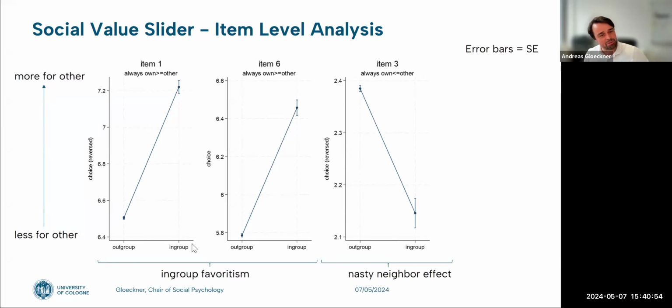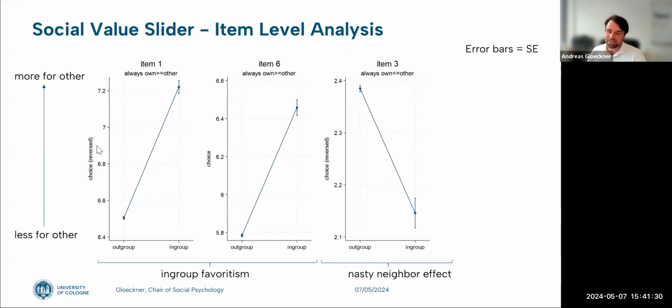So for the in-group, people select the option where the in-group gets more than the out-group in the sliders where they have more than the other. But in the other item, where the opposite situation is the case and they always have less than the other, we find exactly the out-group hit, the nasty neighbor effect. So for 2 of the items, which are the cleanest test of in-group favoritism when being ahead, you see significant, huge effects of the standard finding, in-group favoritism.